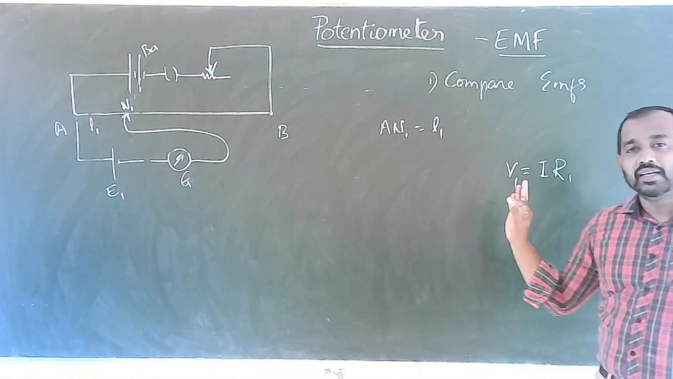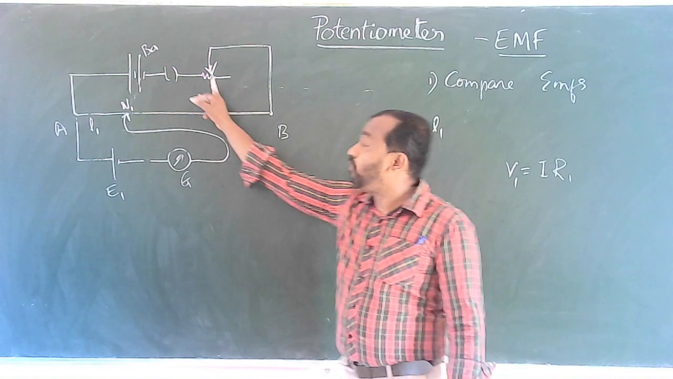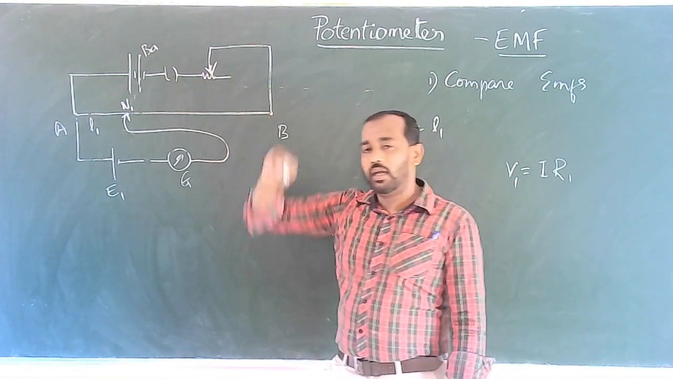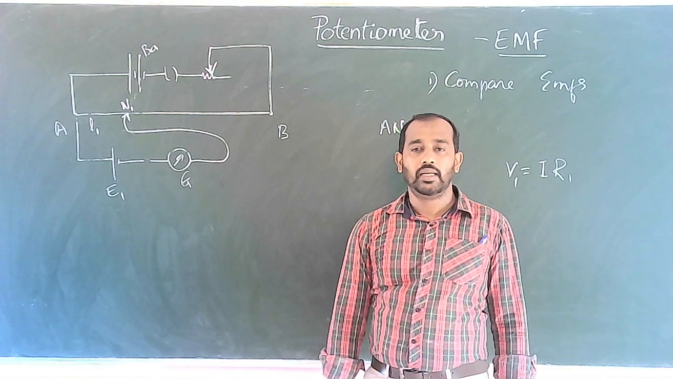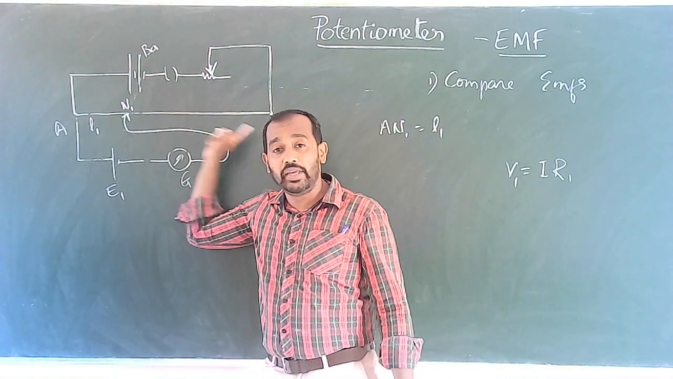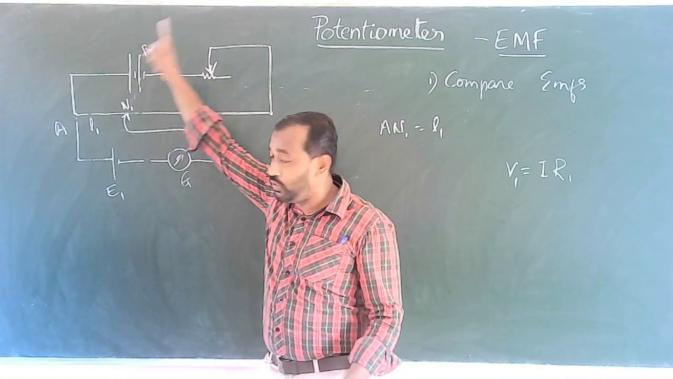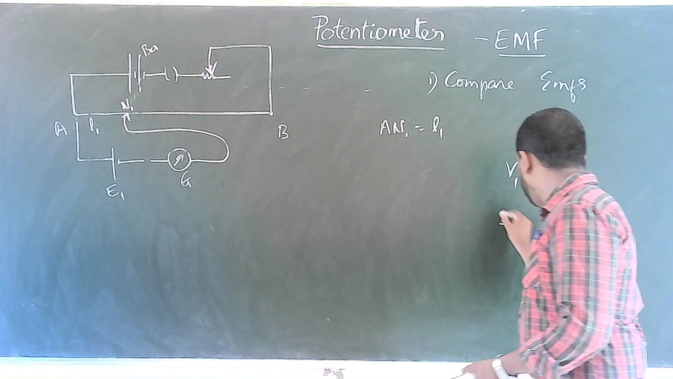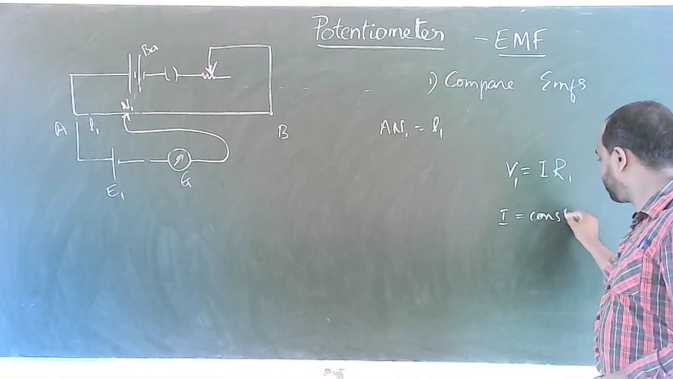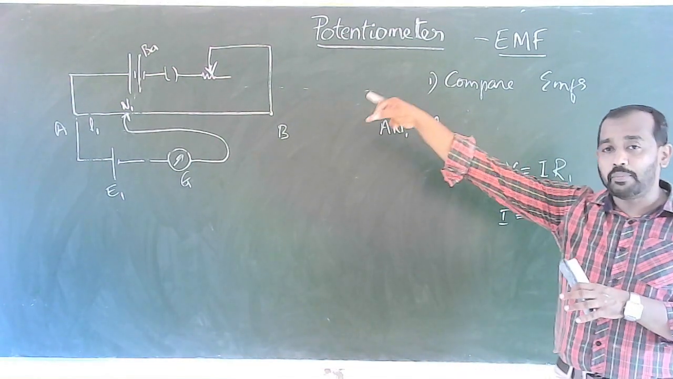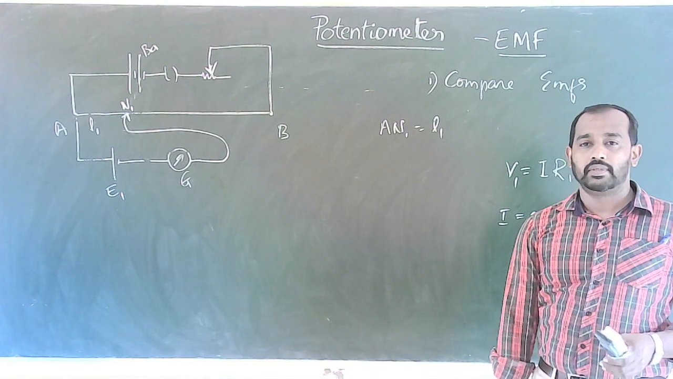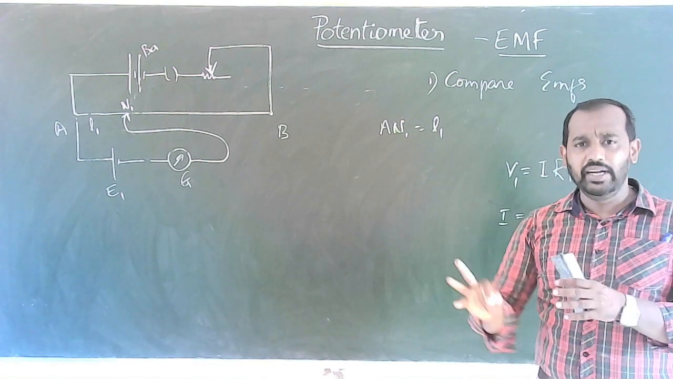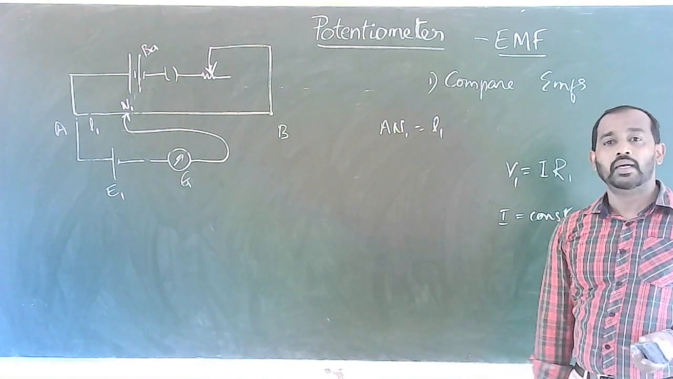But here we can see that if we are not going to change the position of the rheostat, then the value of the current flowing in the potentiometer, which is due to the battery, is going to be a constant. I will be a constant unless we are going to change the position of the rheostat. In order to obtain the different readings, we are going to do that. But for a given reading, I is a constant.